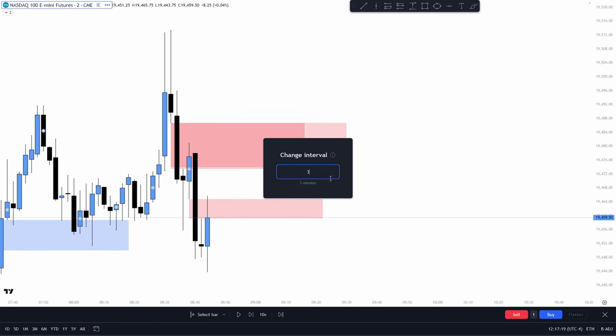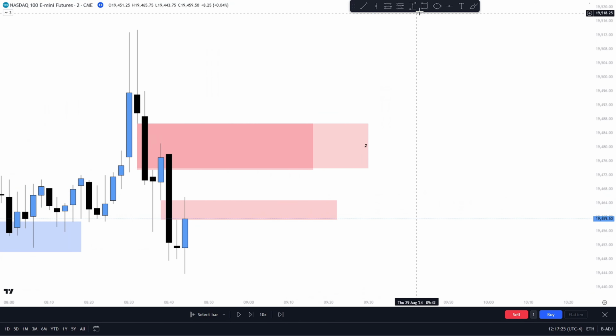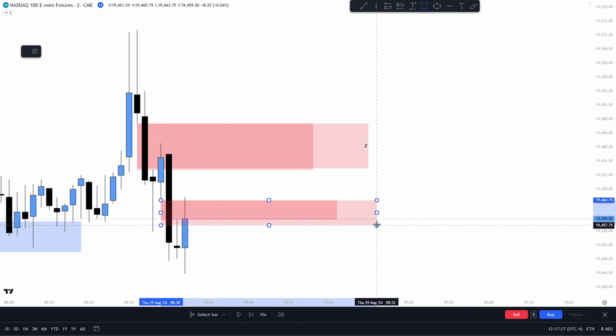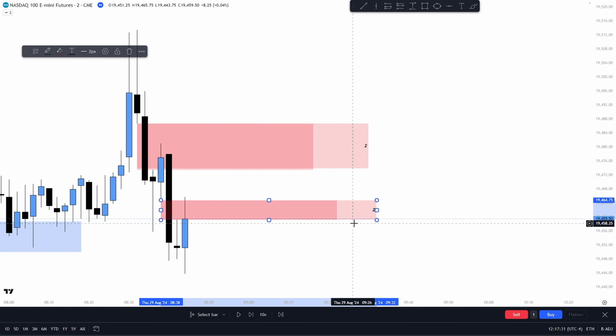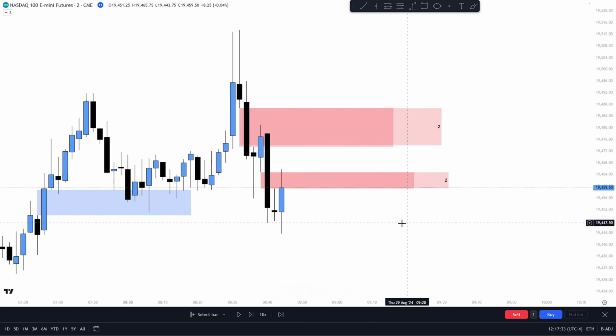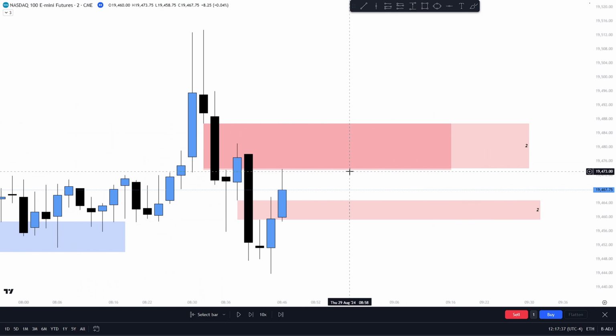Okay, is this a 3 minute? Let me check just in case. It's not a 3 minute, it's a 2 minutes though. So we got another 2 minutes here, which I potentially will be looking into. Here we go. Okay, so I will wait for the inverse. Boom, it inversed right there, but it also took out internal liquidity.